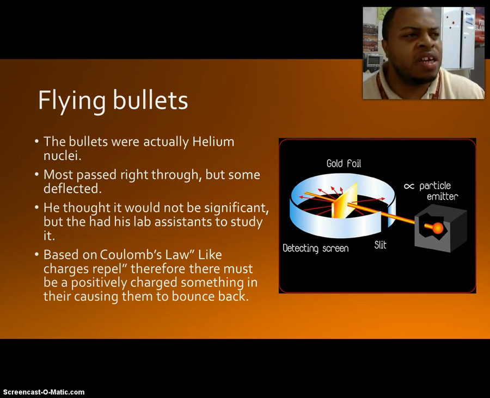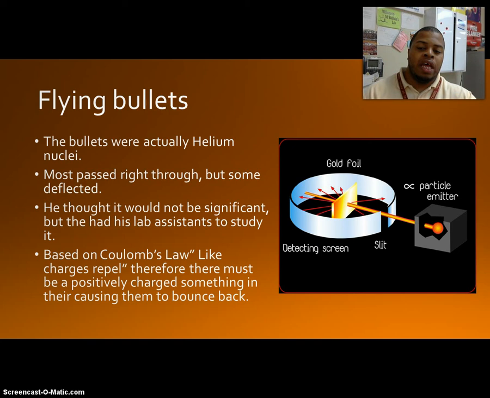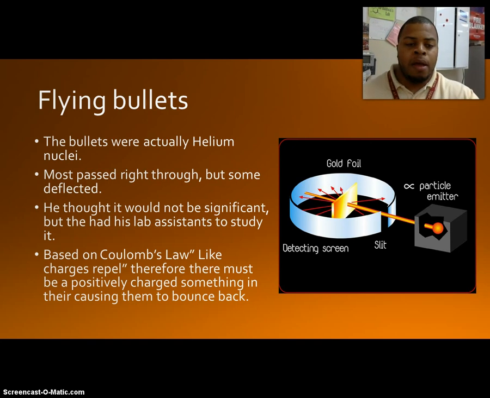It wasn't him who originally looked at it and said, oh wow, this is happening. He saw it and said, it's not statistically significant, the amount of particles that are bouncing back. But as he continued to study, and his lab assistants continued to study, they found that this was happening more and more often. Again, revisiting Coulomb's law and the law of electromagnetic force, he said, okay, if these are positively charged particles that I'm shooting at this foil and they're bouncing back, that means they have to be hitting something positive, but also something that is dense, something that is solid.